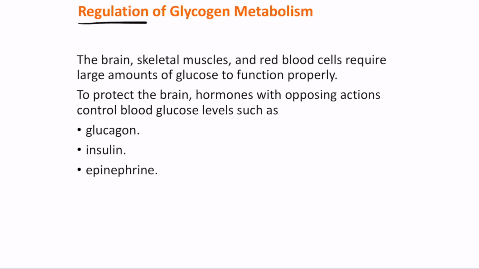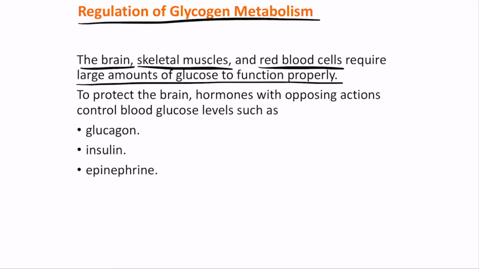Next, let's talk about the regulation of glycogen metabolism. The brain, skeletal muscle and red blood cells require large amounts of glucose to function properly. To protect the brain, hormones with opposing actions control the blood sugar levels, three of them: glucagon, insulin and epinephrine.